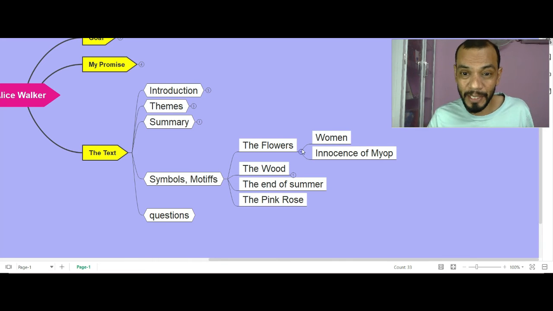In this story, flowers stand for the innocence of Myop. There are different colors of flowers described in the story. So ultimately, while giving these flowers, we understand that her innocence has gone. Now she enters into the world of experience. She realizes the racial discrimination, and as a black Afro-American girl, she understands what awaits her.